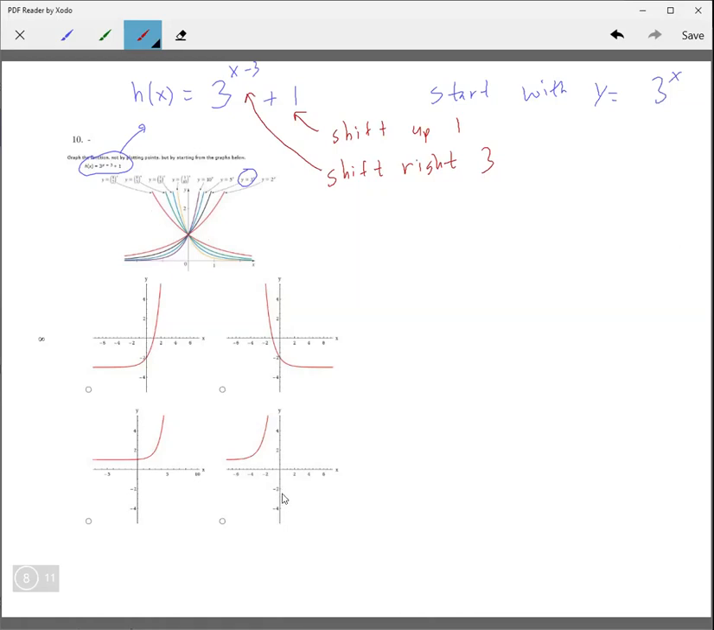I said left. I should have said right. Okay, shift it right by 3 because it's right here. Shift it right by 3 and up by 1. So it's going to be this answer here.